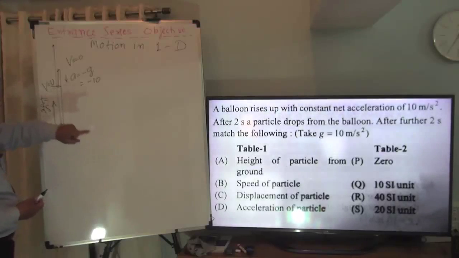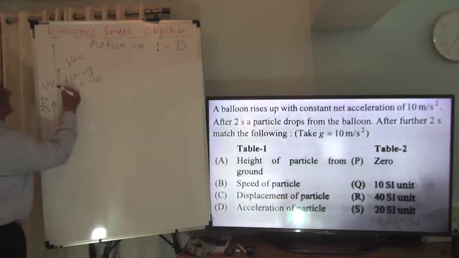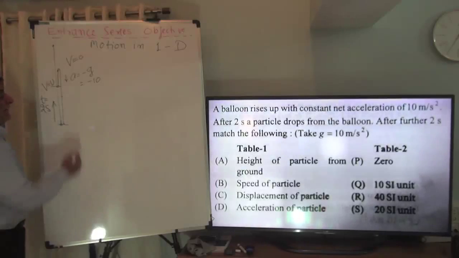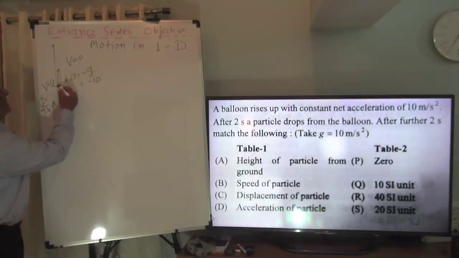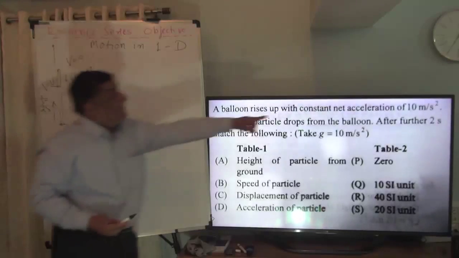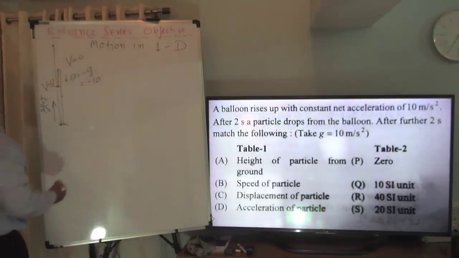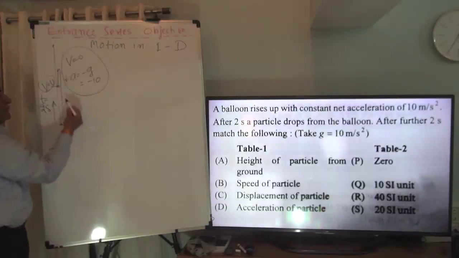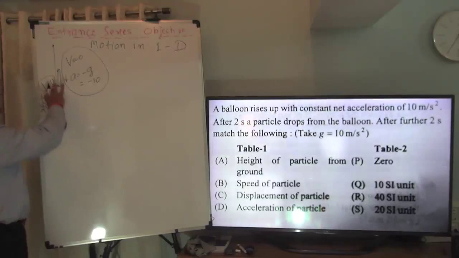We have to find the height of the particle. 2 seconds here, then 2 seconds here. It may be somewhere here, anywhere. We don't know. That is what we are supposed to find out in question number 1: height of the particle from the ground after a further 2 seconds. Okay. So we will start with this equation where u is equal to this velocity, and after 2 seconds, how much is the distance? How much is this distance?